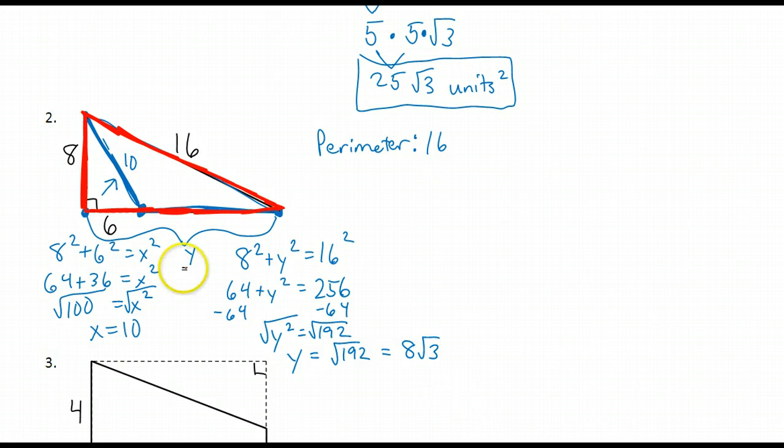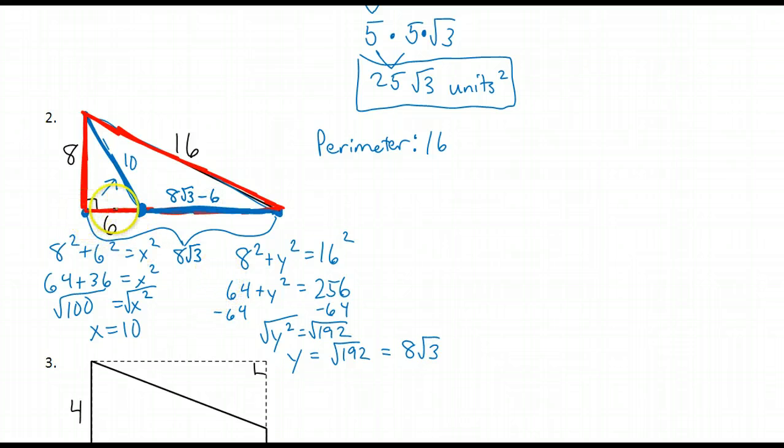So this entire length is 8 square roots of 3 long. So how far is it from here to here? If I want to find just this distance, I'm going to have to take this entire length, 8 square roots of 3, and subtract off this length. So from here to here is 8 square roots of 3 minus 6.